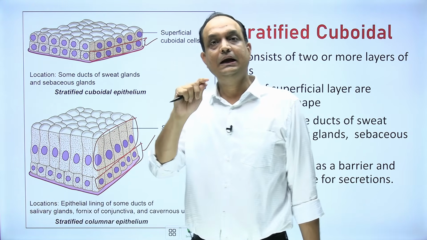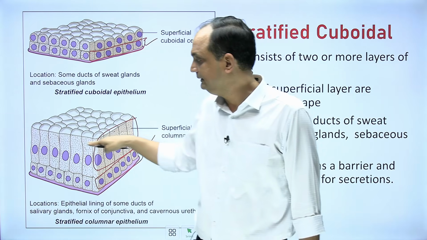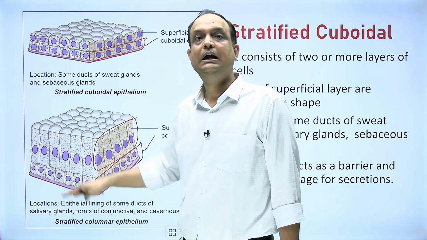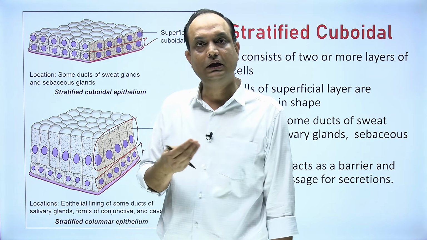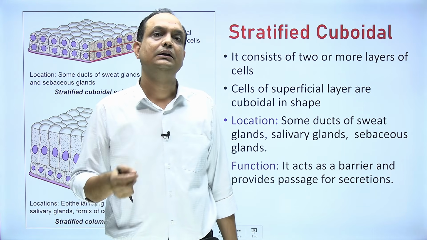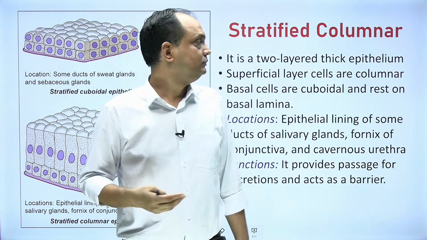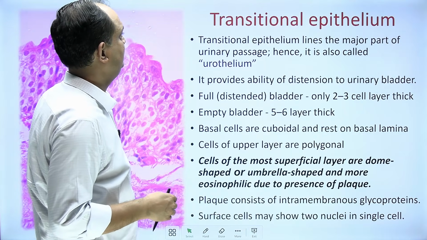So, the name is given only on the basis of the top layer, not on the bottom layer. And in case of stratified cuboidal and stratified columnar, there are generally two layers, not more than two. So, this is one concept which you always keep in mind.